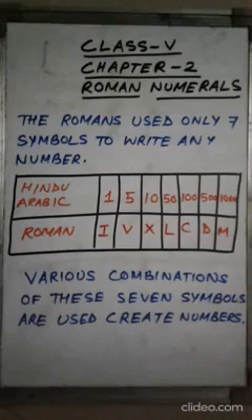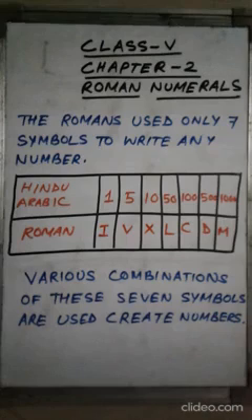Chapter number 2, Roman numerals. The Romans used only 7 symbols to write any number. I have given you a chart listing which Roman numeral is equivalent to which Hindu-Arabic number.